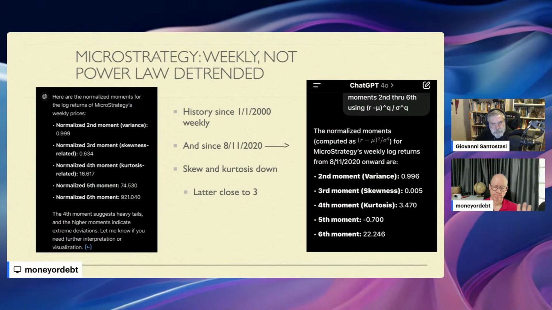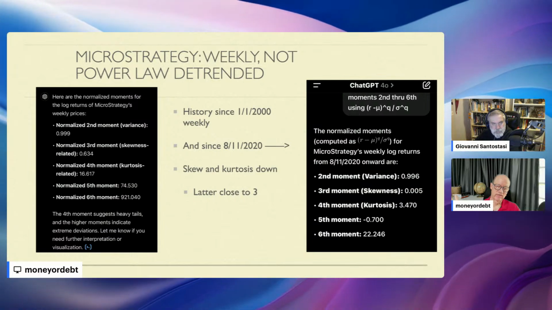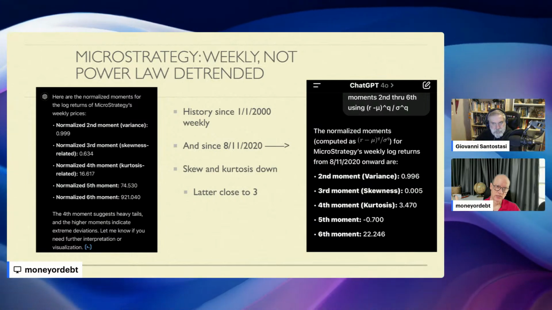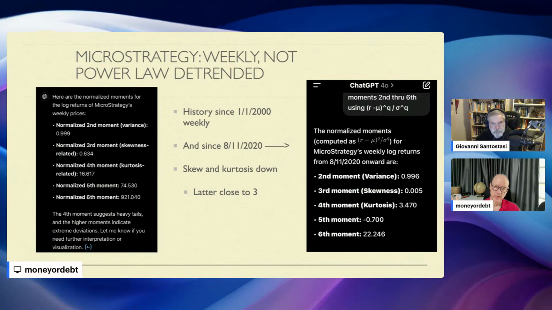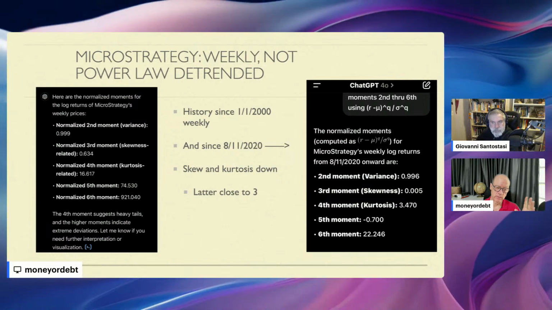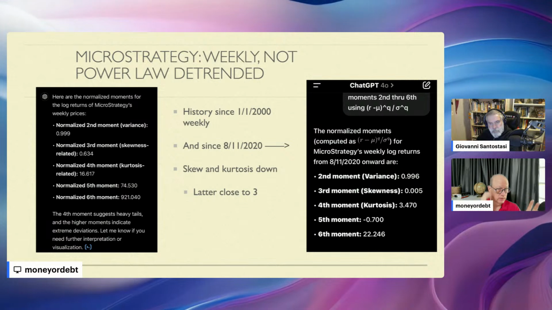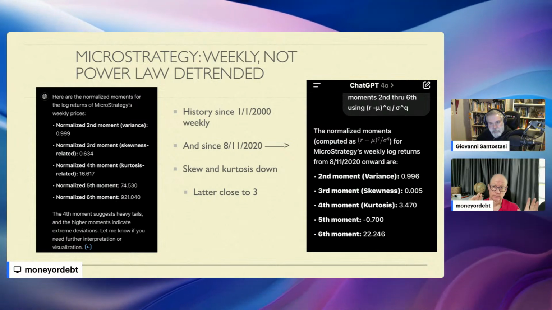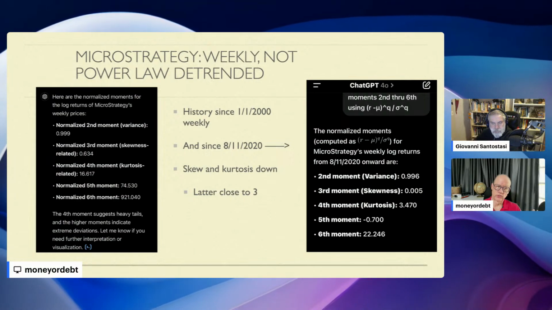No, I'm sorry. Scratch that. On the left, we have nearly the entire history of MicroStrategy, since the beginning of 2000. And on the right, we have only the history since Saylor adopted the Bitcoin strategy in August of 2020. 4.5 years. So we care more about what's on the right.